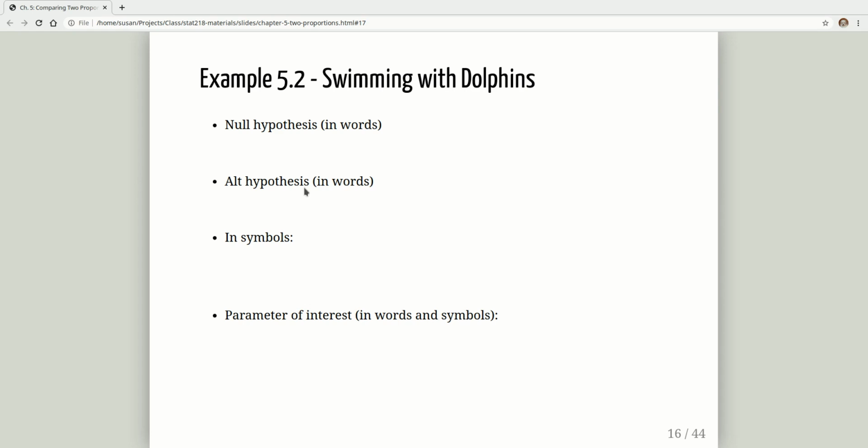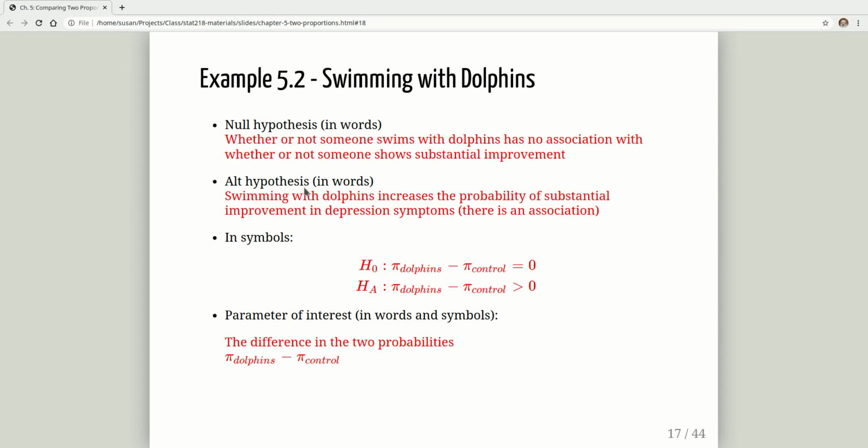Okay, so our null hypothesis in these situations is that the two treatments are equal. Okay, so whether or not someone swims with dolphins is not associated with whether or not their depression symptoms improve. Okay, our alternative hypothesis is swimming with dolphins increases the probability of substantial improvement in depression symptoms. So there is an association.